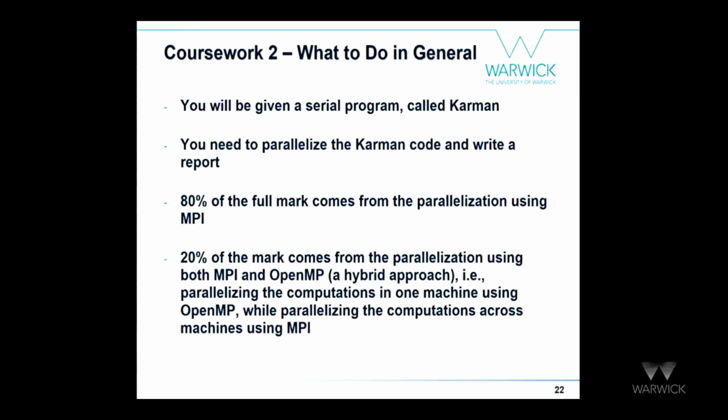Because you're going to run your code on a cluster, which consists of a number of computers, for the parallelization across different computers, you can use MPI. But each computer is a multi-core computer, containing multiple cores. So for the parallelization across different cores in the same computer, you can use OpenMP. So you can develop a hybrid approach, combining OpenMP and MPI, which can achieve even better performance compared with the pure MPI approach.